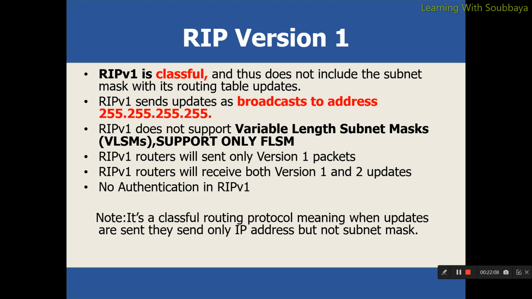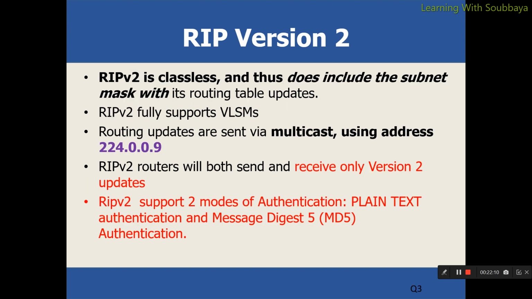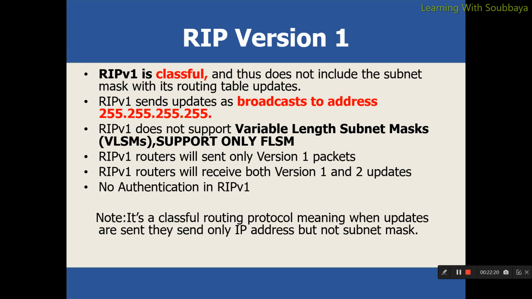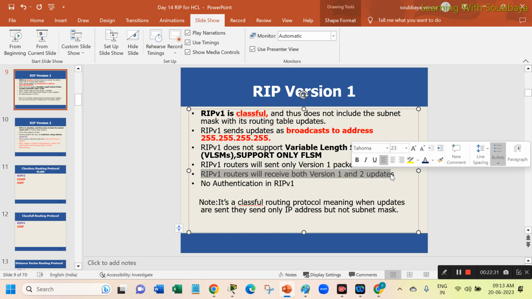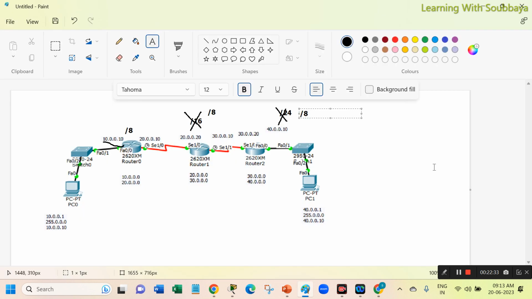But when you go for RIP version 2, it uses a multicast address. What is the multicast address here? 224.0.0.9. That is the multicast address used in RIP version 2, whereas version 1 uses the broadcast address. Apart from that, RIP version 1 has the behavior: send version 1, receive any version. What does that mean?